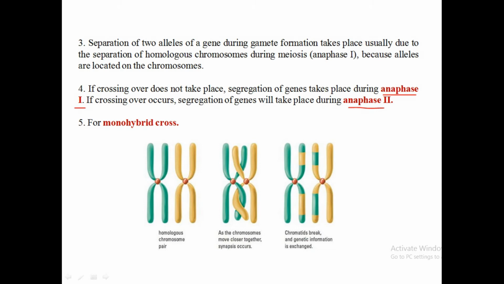Now we know what crossing over is. We can see this picture also. These are the homologous chromosome pair. As the chromosomes move close together, synapsis occurs, chromatids break, and genetic information is exchanged. After crossing over, the genetic information gets exchanged.